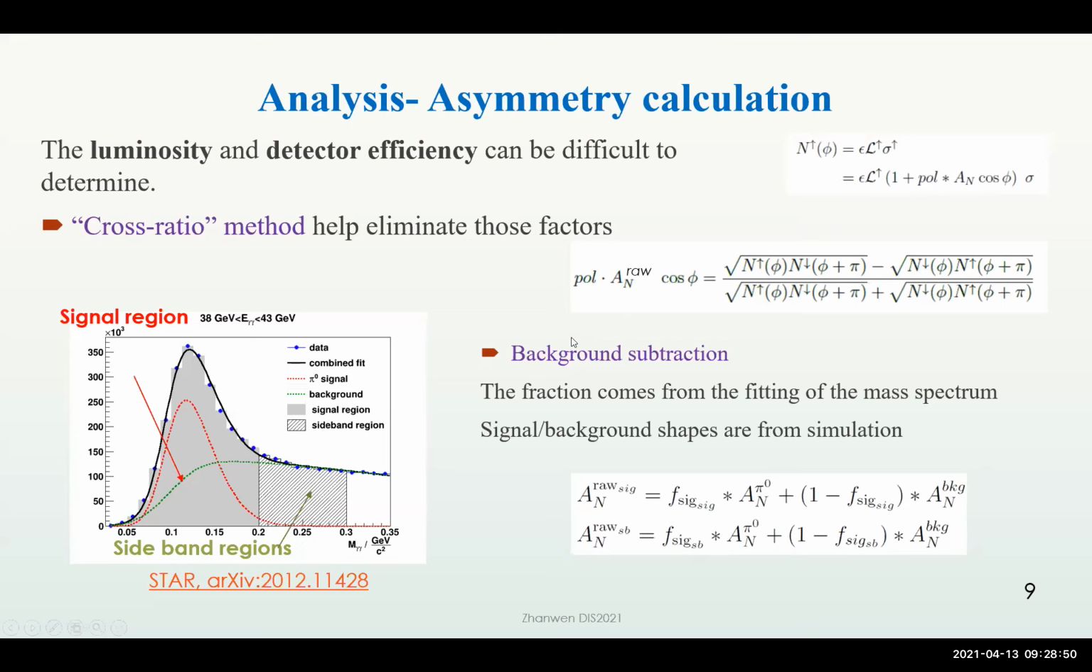After that, we also have some more work. For example, this is the pion mass spectrum, and we have a signal here, and you can see the background is very high, so we need to do a subtraction. After that, we can get the wanted AN.